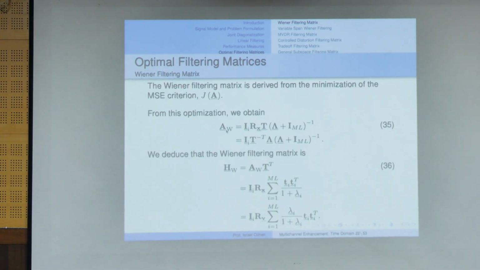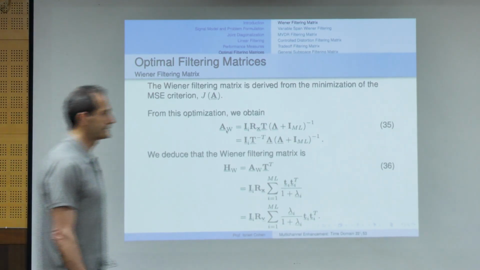Now we find, so we can write the Wiener filtering matrix this way, because we defined it. This is the Wiener filtering matrix in the transform domain. Now if we want to have it in the spatio-temporal domain, we need to multiply it from the right with the matrix T transpose. So if we open this, we see that we can write it this way.